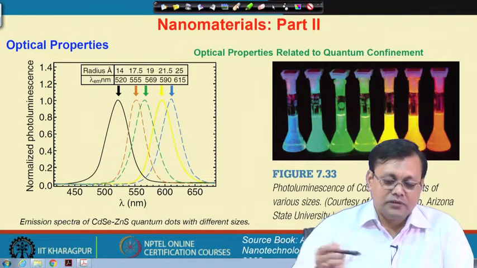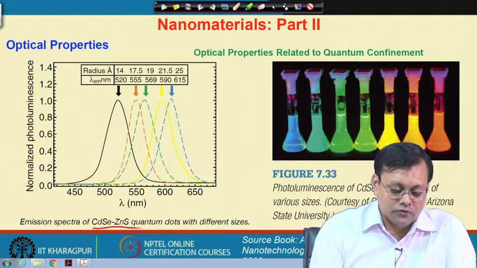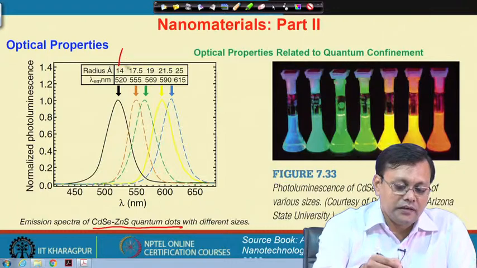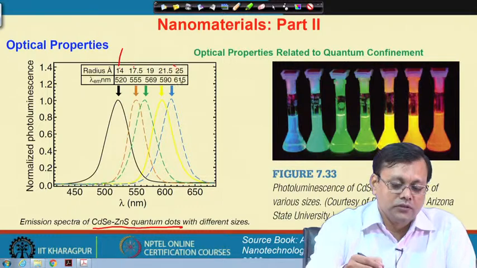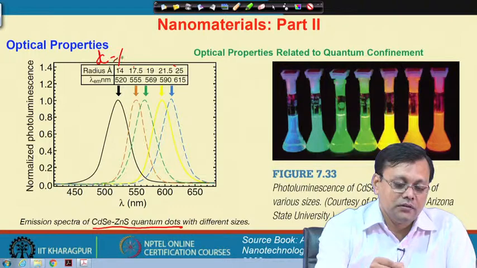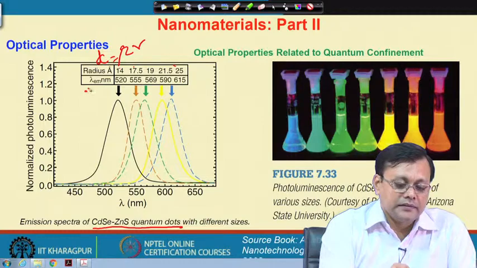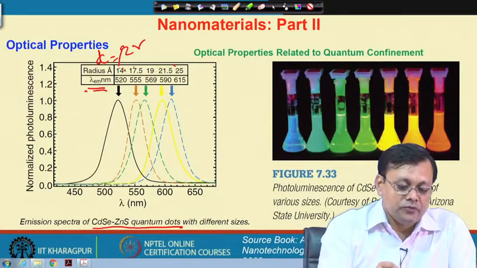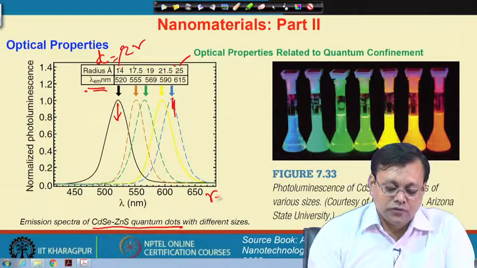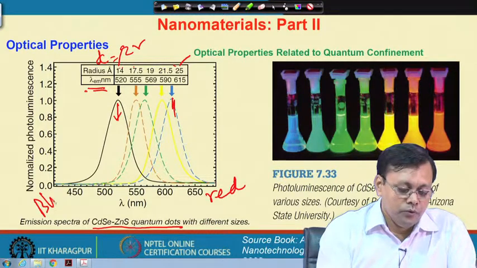And once again I would like to show you another example that is also very interesting. Here are cadmium selenium zinc sulphide quantum dots. Here there are very defined particle radii, like 1.4 nanometer, 1.75 and so on. If you multiply the radius by 2, that will be the particle diameter, d equals 2 into r. For the wavelength emitted by the particle, you see that the smaller the particle size, the blue will come, and the larger the particle size, the red side will come. This is the red side and this is the blue side.